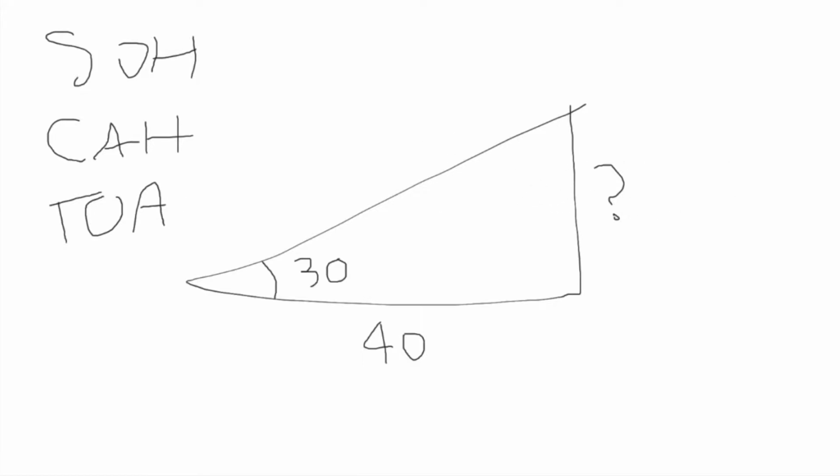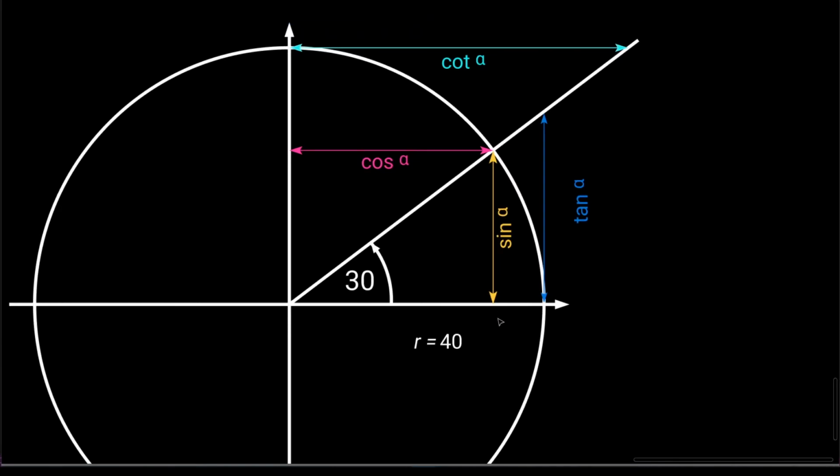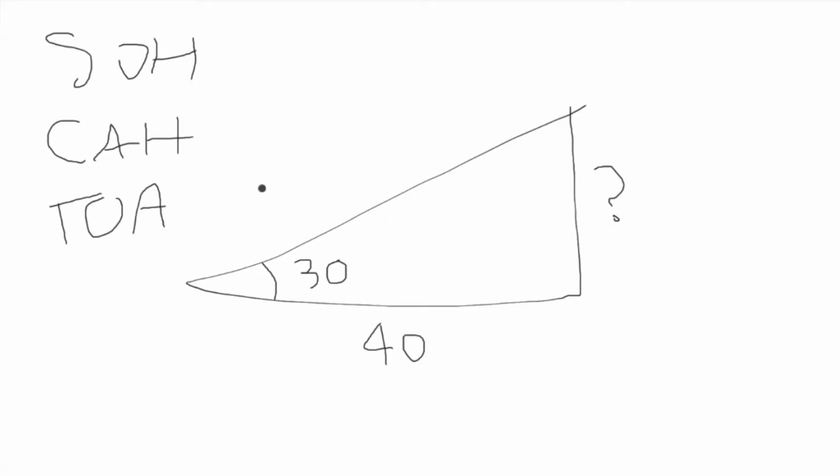Let's go back to the diagram. We don't need the sine. We don't need the cosine because we don't need this length, or the cotangent even. We need the tangent because we want to find out how tall it would be. So what we need is to use this one.